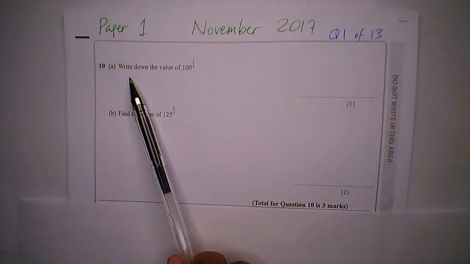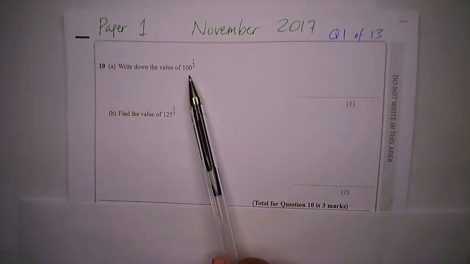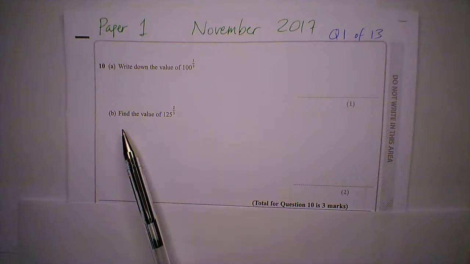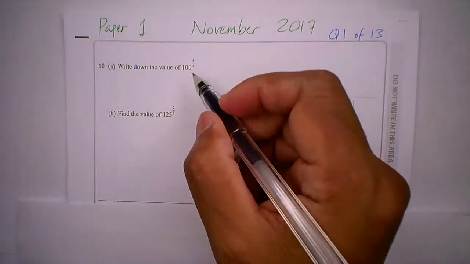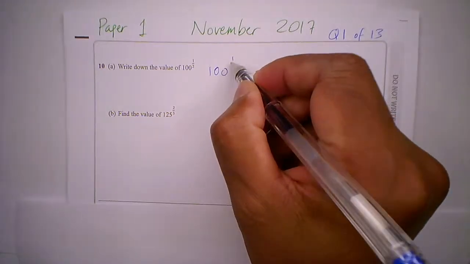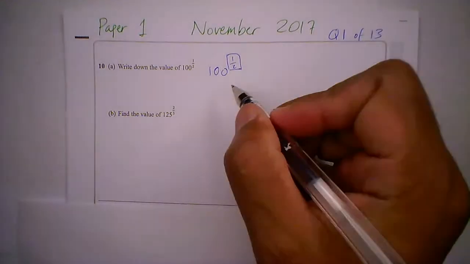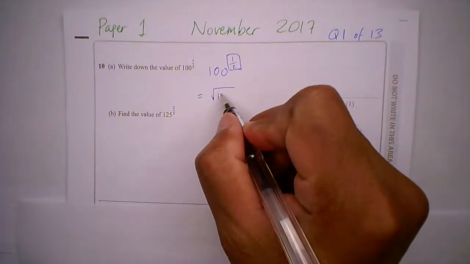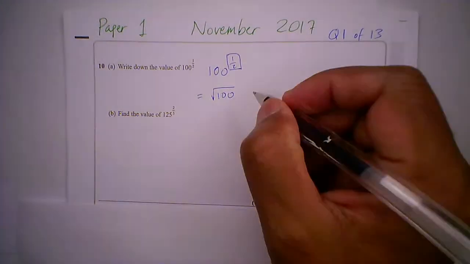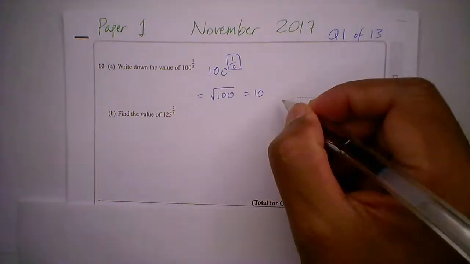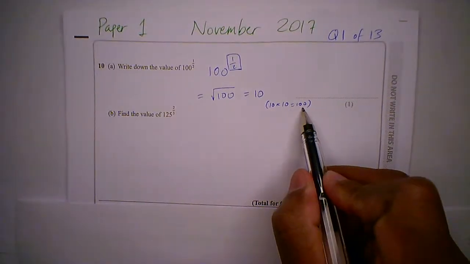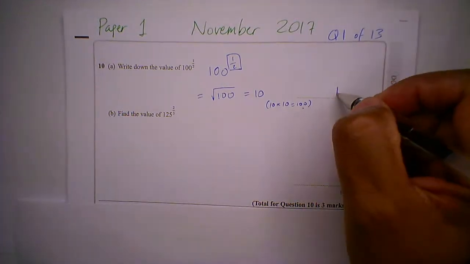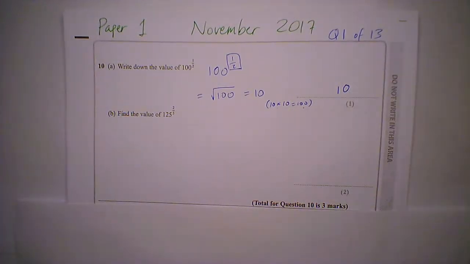Question 10a. Write down the value of 100 to the power half. Find the value of 125 to the power 2 over 3. So when we have a power of half, we have to recognize that a half is the same as a square root. And so the square root of 100 is 10, because 10 times 10 gives us 100. So the square root of 100 is 10. So my answer is 10. Nice start to the question.